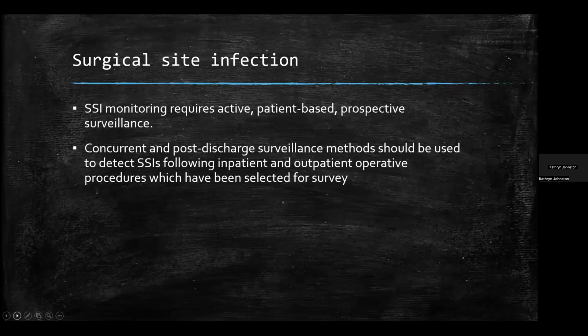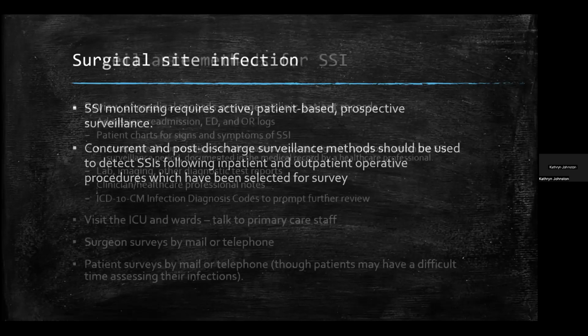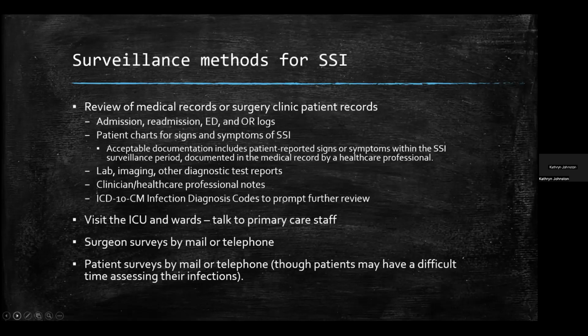Okay, so in talking about surgical site infections, surgical site monitoring requires active patient-based prospective surveillance, and that's what HAI surveillance should be anyway: it should be active and it should be prospective. You can do concurrent and post-discharge surveillance following inpatient and outpatient operative procedures, but the important part is that if it's active and it's prospective, then you're going to have more current data. And again, interventions can be applied when necessary. So the components for surgical site infection, this describes some of the types of surveillance that can be conducted.